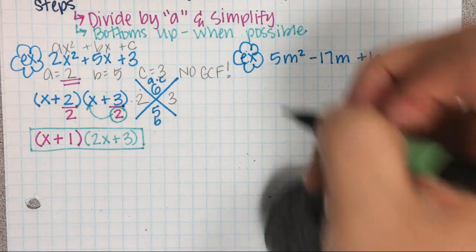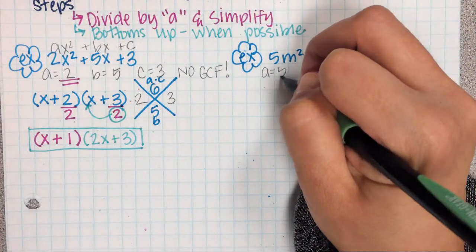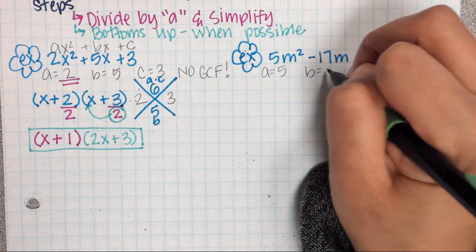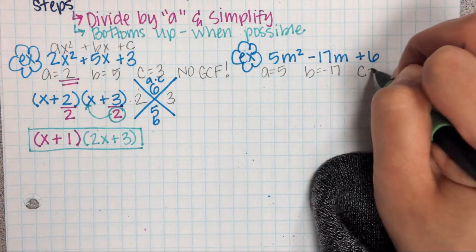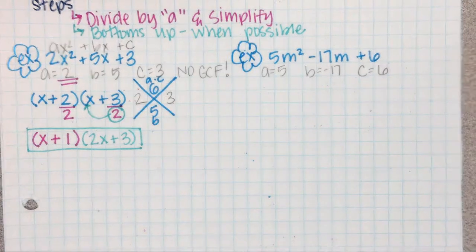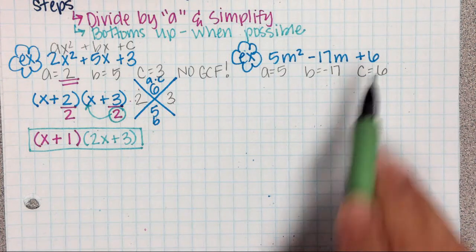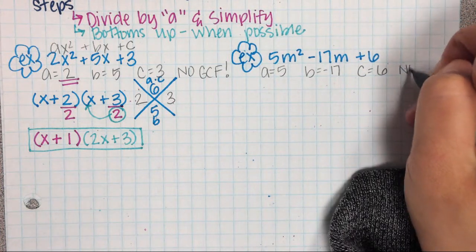So again, let's start with our ABCs. A is 5, B is negative 17, and C is 6. Notice 5, negative 17, and 6 do not have a common factor. So again, no GCF.